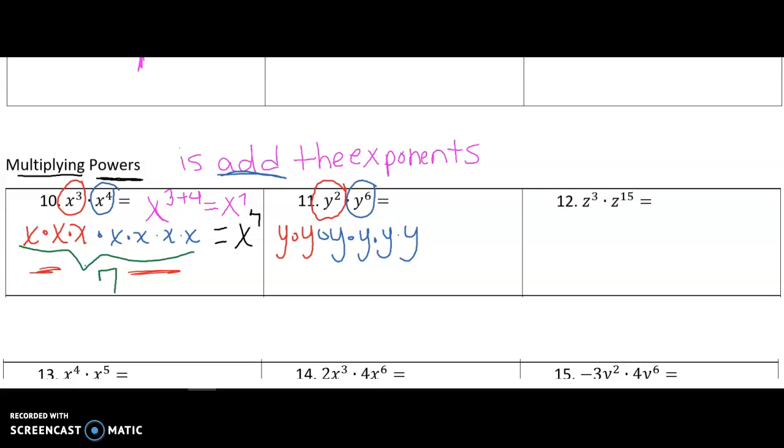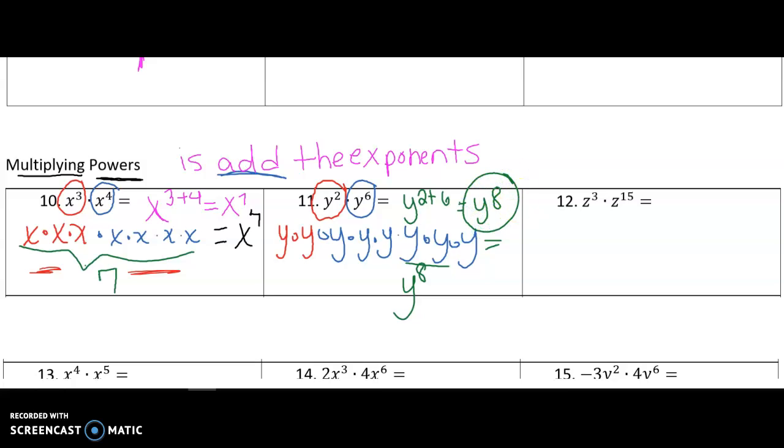So in total, how many y's do I have? I have y, oops, I did not draw those correctly. Let me fix that mistake real quick. I was supposed to put 2 more there because that was supposed to be 6. So in total, we have y to the 8th. Again, you could have just added the exponents because that's our rule. 2 plus 6. y times y equals y to the 8th.